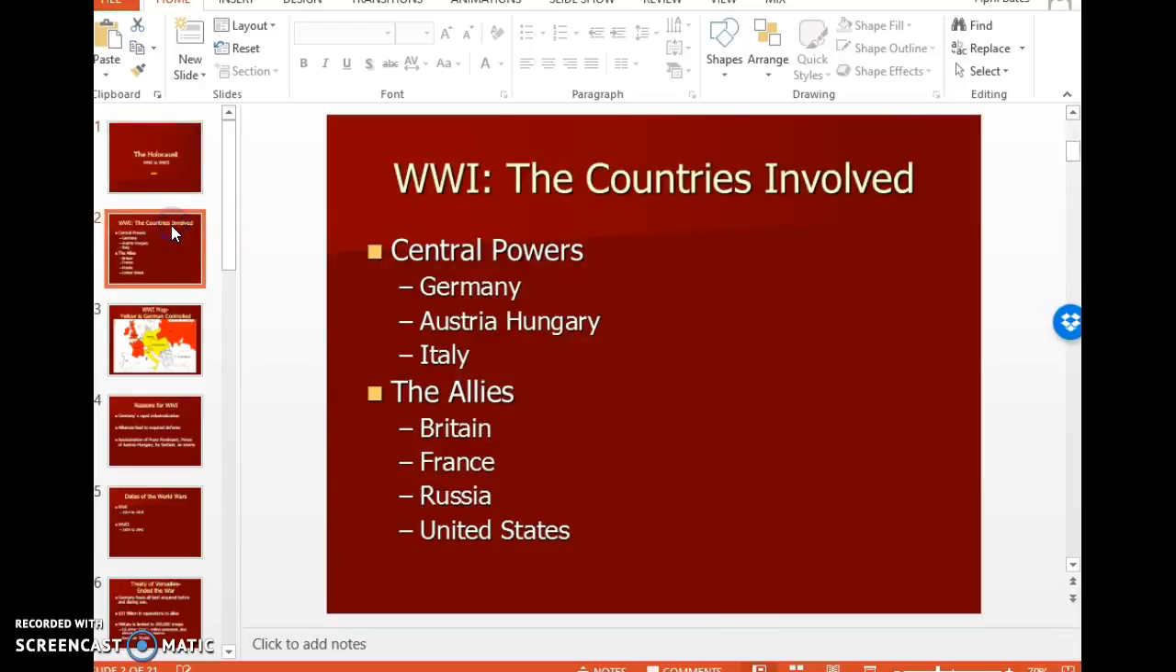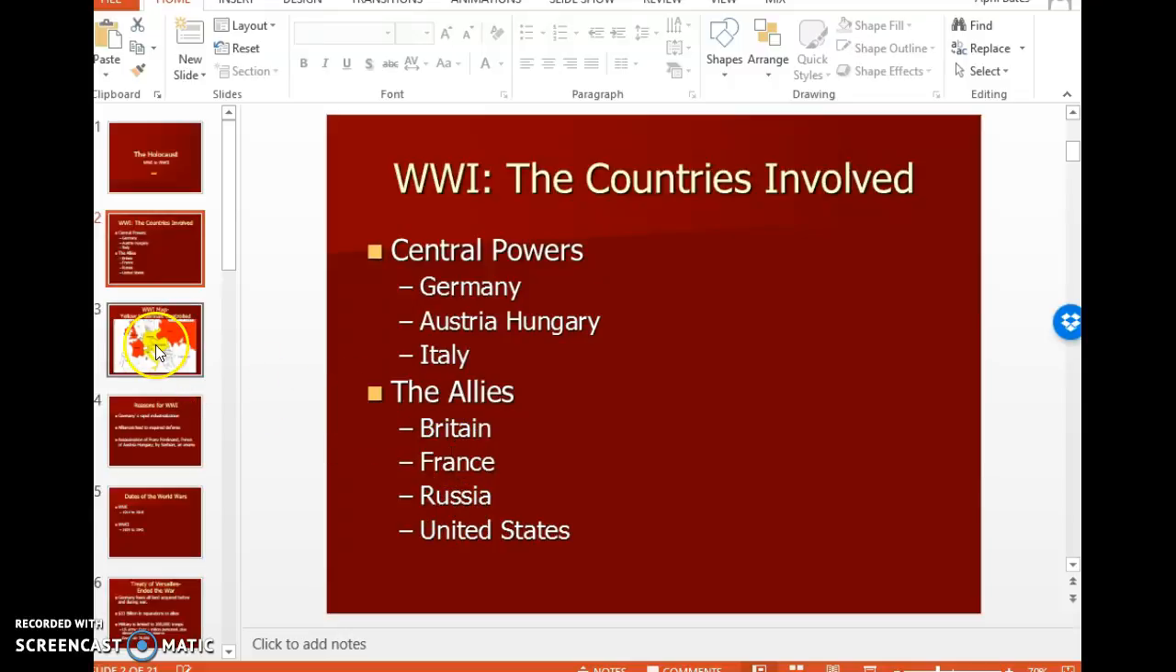Okay. So starting off, the countries involved in the fighting of World War One were called the Central Powers, or if you wanted to lump that together into the bad guys, this would be Germany, Austria-Hungary, and Italy. And then there were the Allies, the good guys, that were Britain, France, Russia, and the United States.